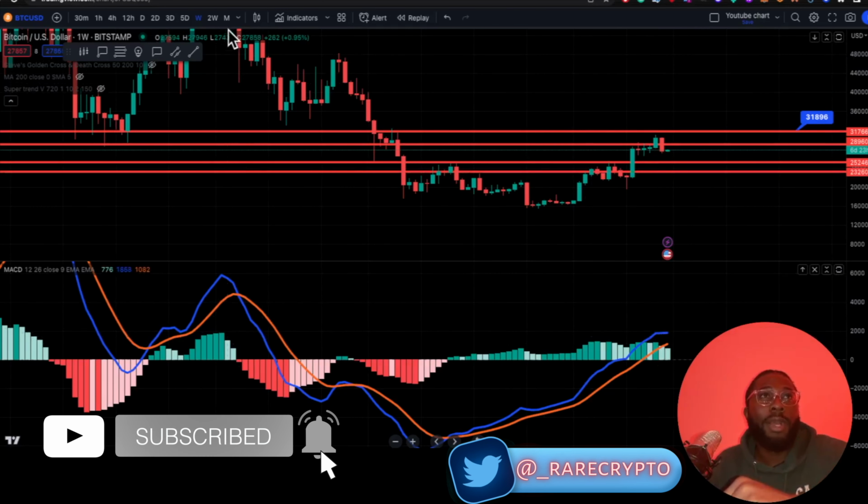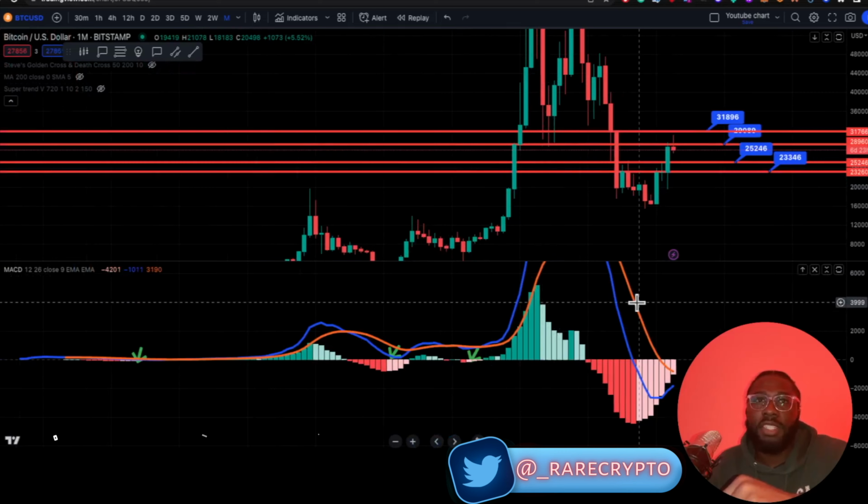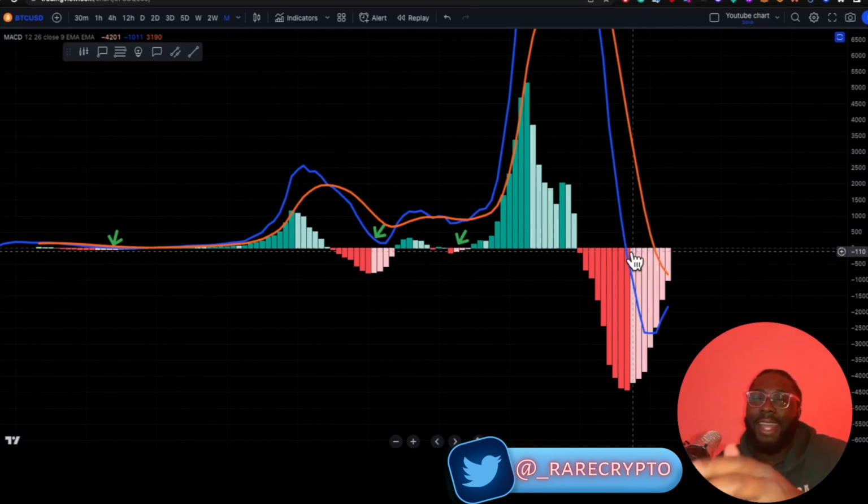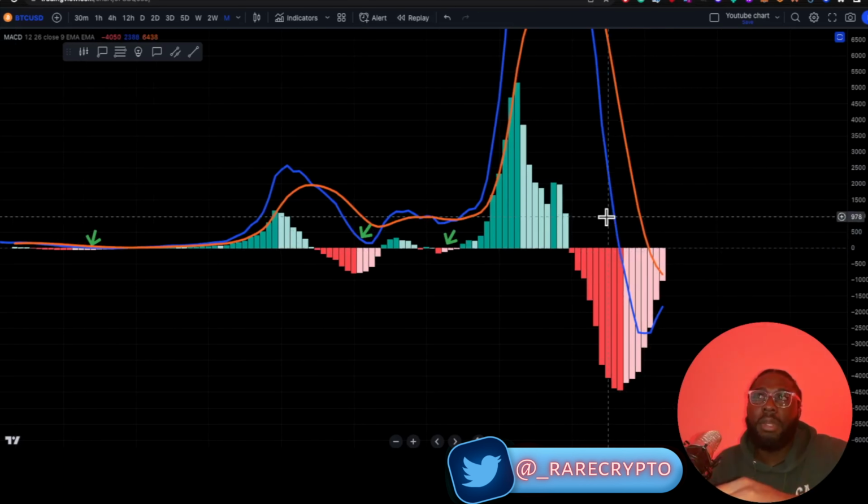All right, if we go back to the monthly chart, we can see that not much has changed here on the MACD. We do have a changing color from red to pink, indicating that, hey, the trend is shifting and the bottom is in, or it's like an 80% chance that the bottom is in.